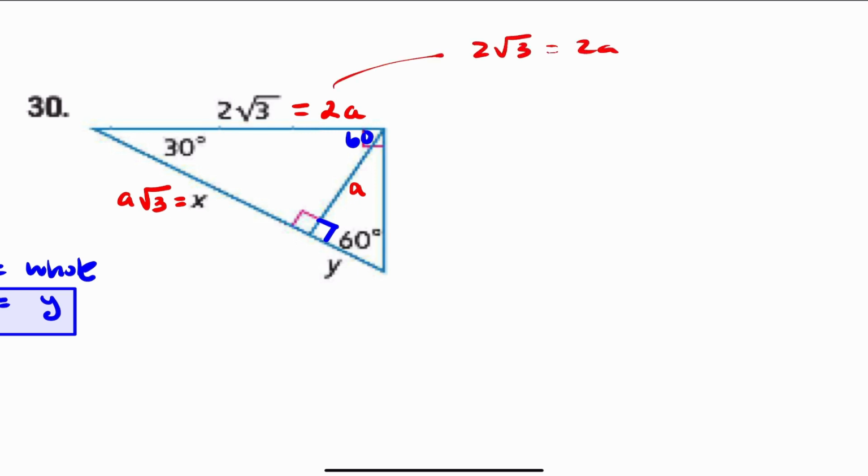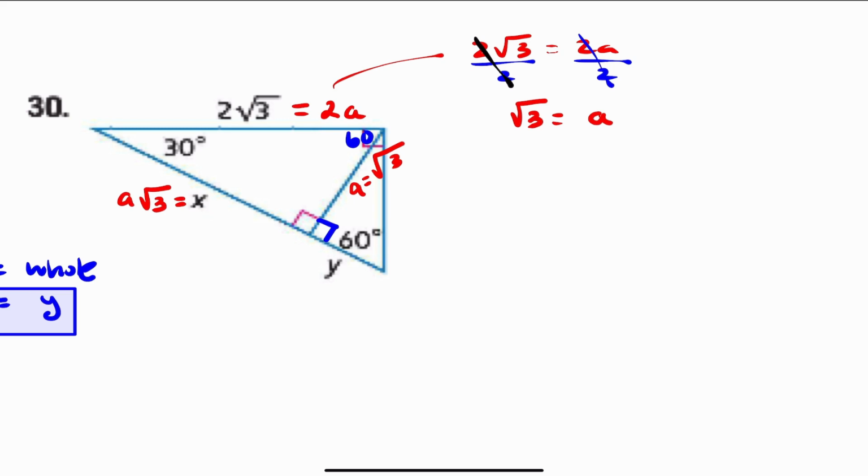I want to get this variable by itself. So in order for me to do that, I have to divide both sides by 2 here. So A on the right-hand side is equal to, I'm going to cancel the 2's. A is equal to root 3. So if A is equal to root 3, then that means that this side here is root 3. And it is important that you know that that side here is root 3, okay?